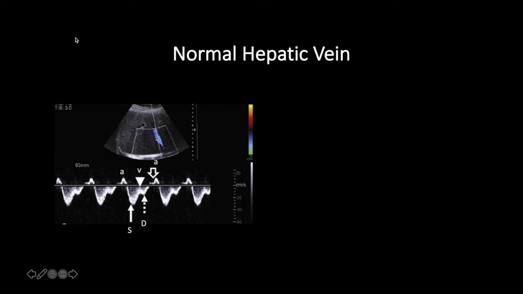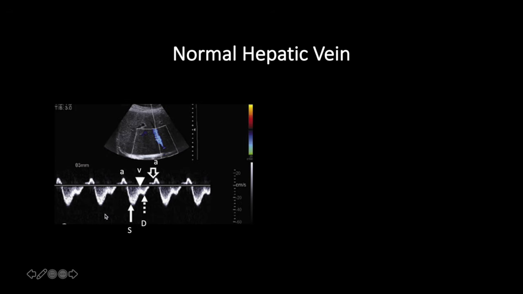Okay, so we're almost done, but this is important. So the hepatic veins are probably the waveform that I see most commonly misunderstood or not understood well. So let's fix that. So here is a normal hepatic vein waveform. And the first thing to notice in this waveform is that most of the flow is antegrade. It's all below the baseline, okay?